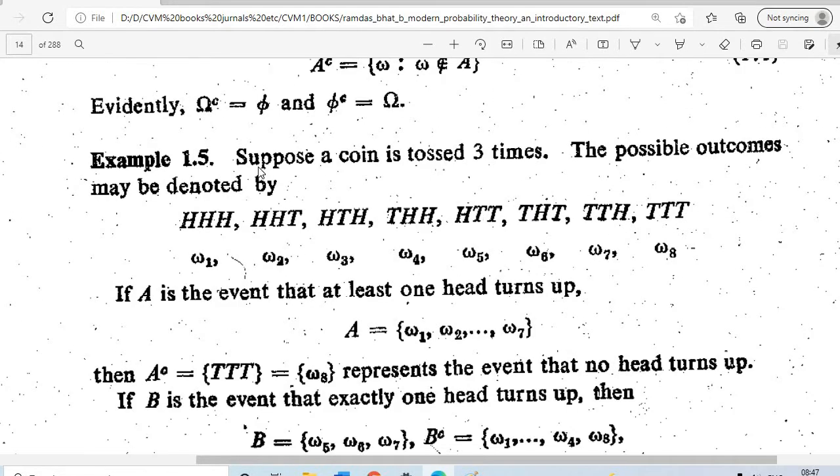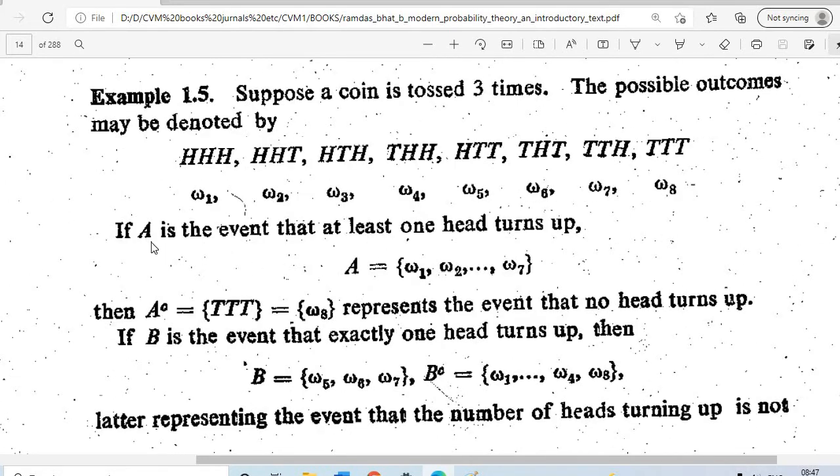So let us consider this example. Suppose a coin is tossed 3 times. The possible outcomes may be denoted by HHH, HHT, HTH, THH, HTT, THT, TTH, TTT. So there are 8 outcomes of the random experiment of tossing 3 coins simultaneously. Let us denote omega 1 for HHH, omega 2 for HHT, omega 3 for HTH, omega 4 for THH, and so on.